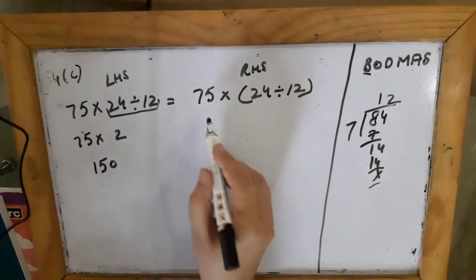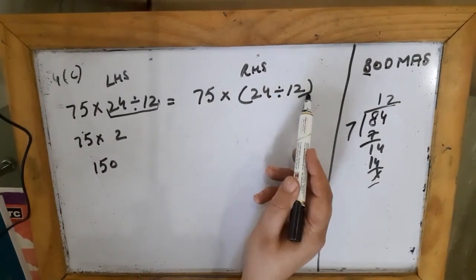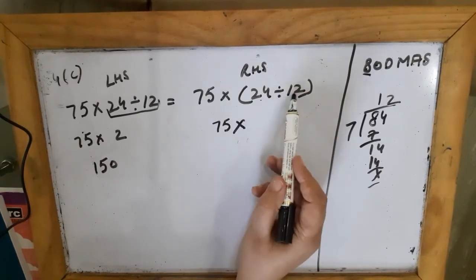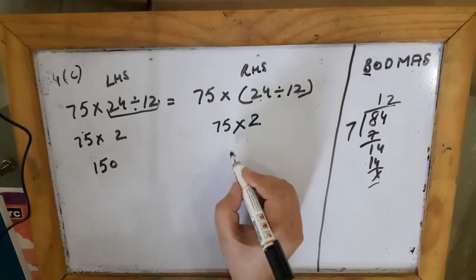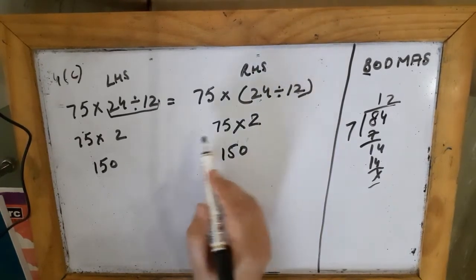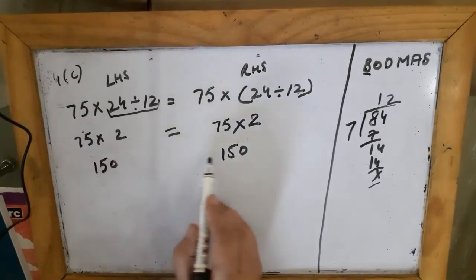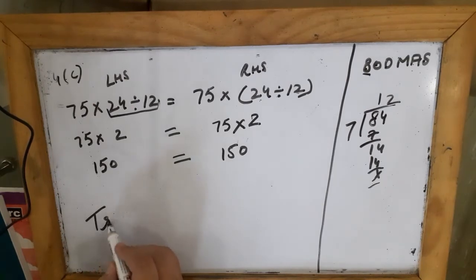Okay, now come to the right hand side. Right hand side you can see a bracket. It means I have to solve the bracket first. So 24 divided by 2, so 12 2s are 24. So 75 into 2 will be 150. So right hand side is equal to the left hand side. Left hand side is equal to right hand side. So both the sides are equal. So is the statement true or false? This is true.